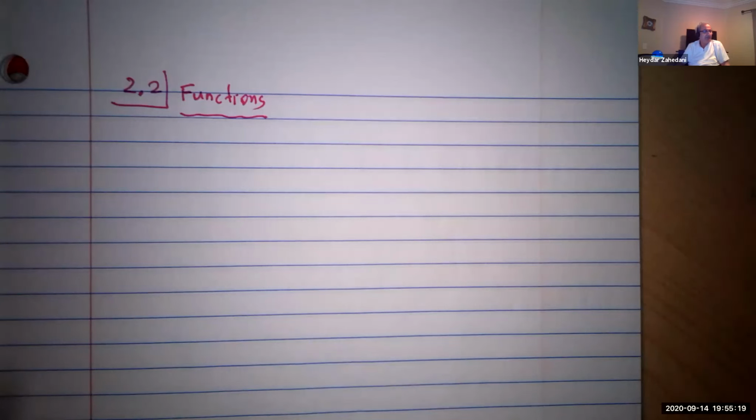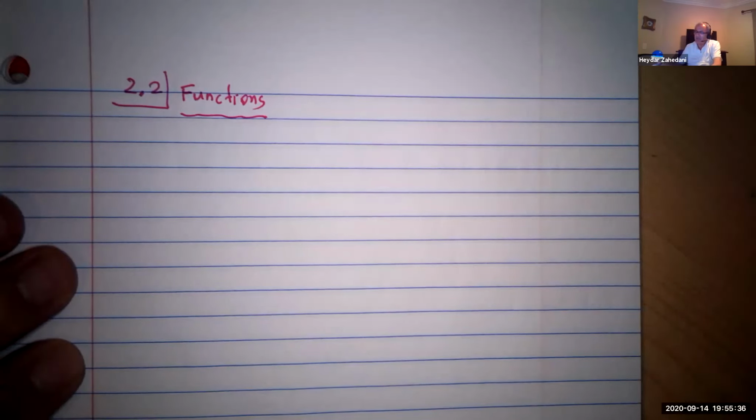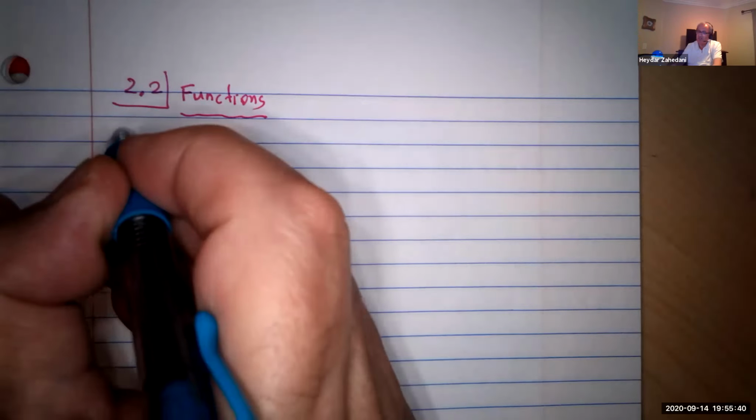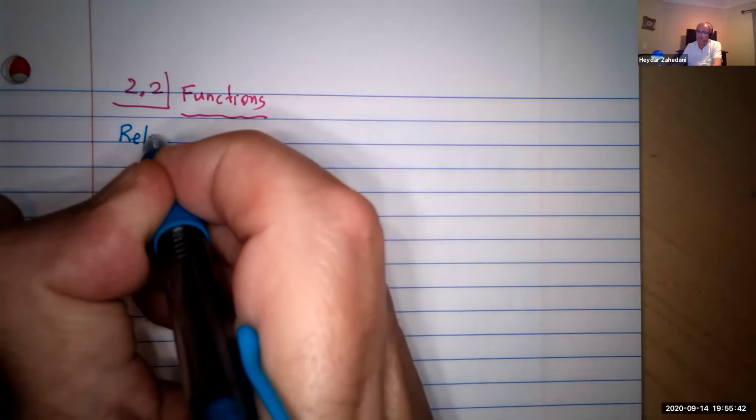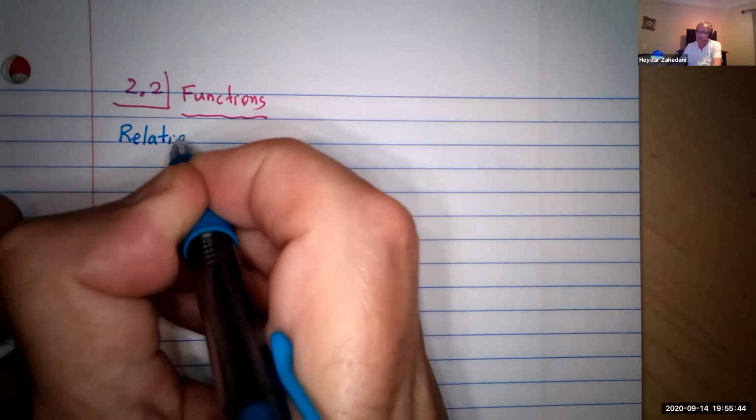Okay, the first tool is going to be in your book. They briefly go to the second part, but I'm going to explain it because we need it. So the first tool is something that we call relations. So let's talk about the relations first. Then that would take us to the functions. What's the definition of a relation? Okay, relations.